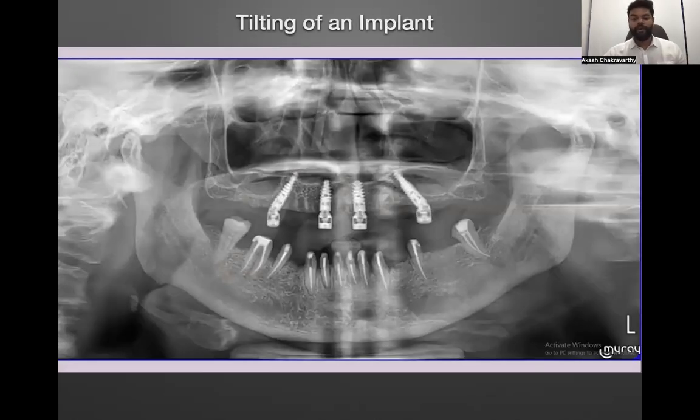So the next point is tilting of an implant. A lot of people think tilting of an implant is only two-dimensional, that is, there is only a mesiodistal tilt. It is not just two-dimensional, it's a three-dimensional tilt.